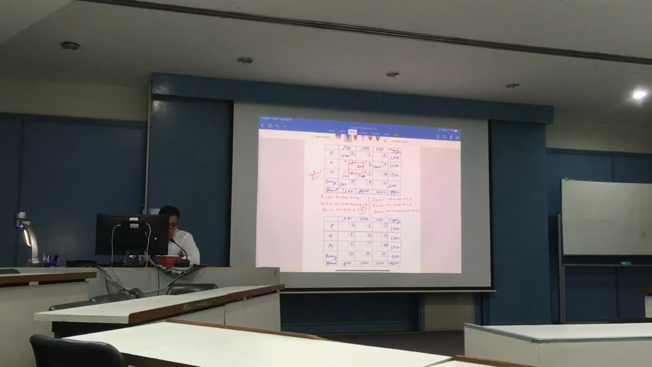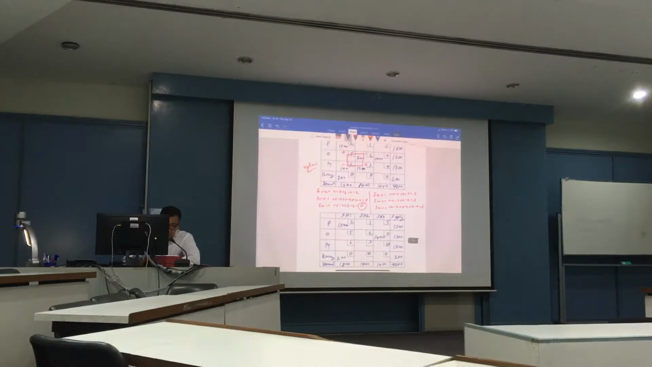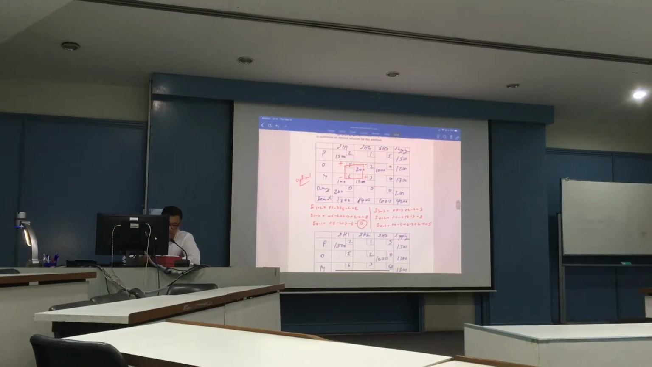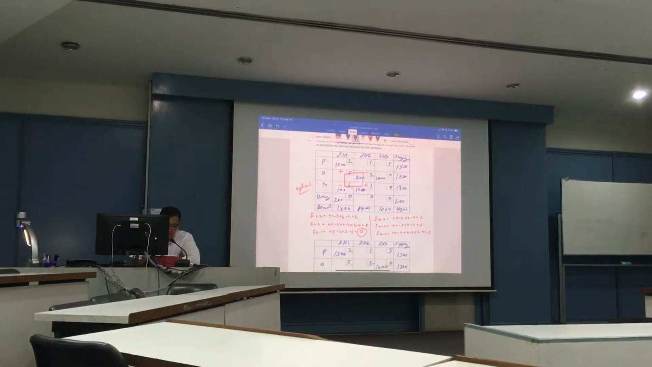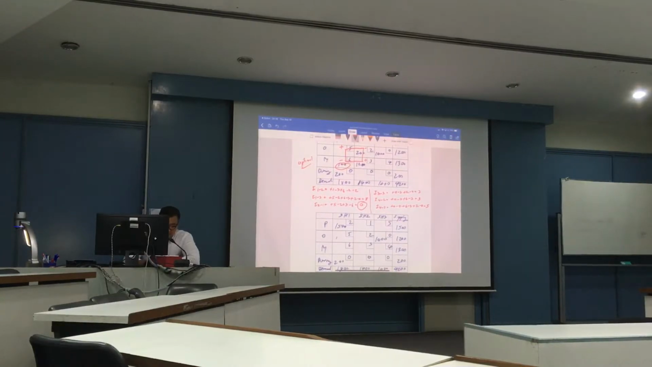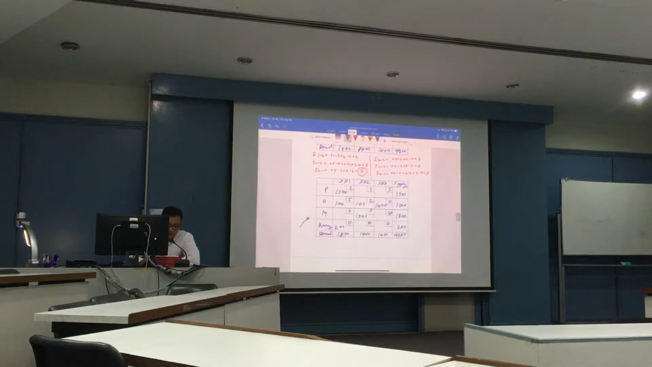So this is the result for another solution. The lowest one in this case is 100, so we can use 100 to modify. This one is going to change to 100, this one is going to change to 100, and you're going to change to 1,300 and 10. So this is another optimal solution.